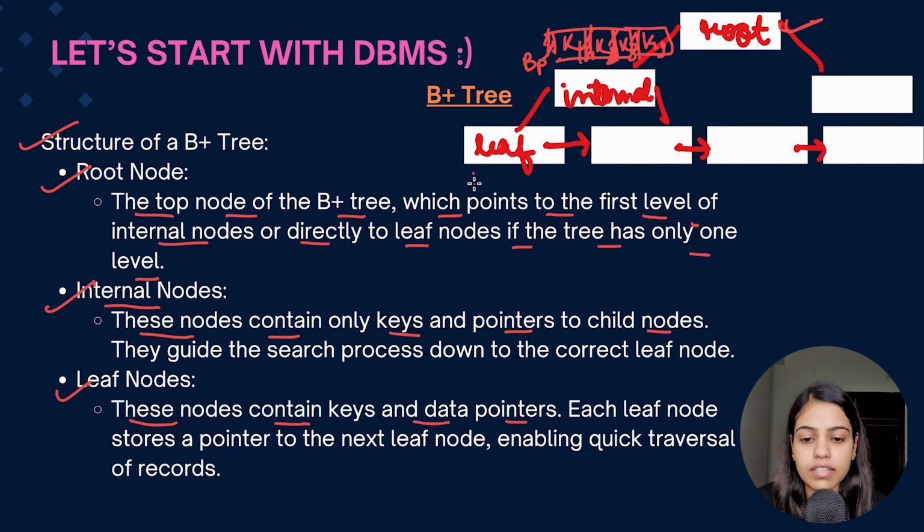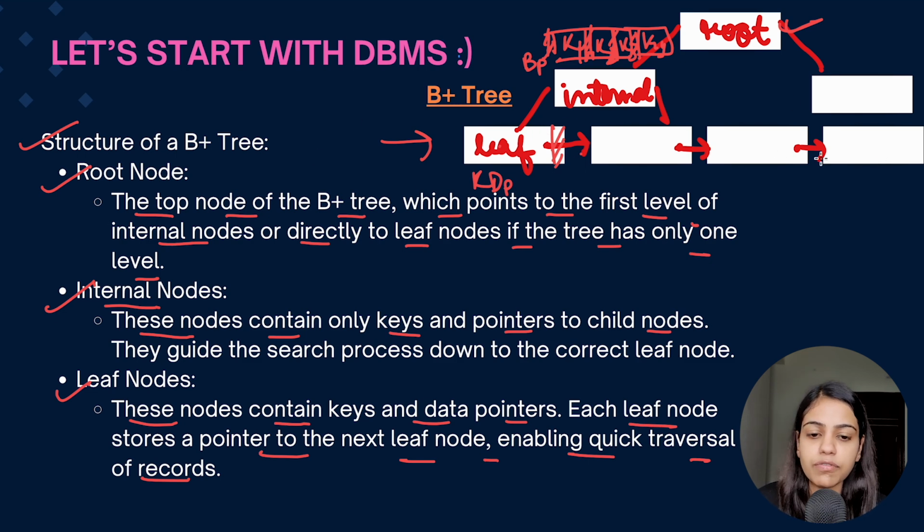Now coming to the leaf nodes, these nodes contain keys as well as data pointers. The leaf node contains keys as well as data pointers, and there is only one block pointer present which points to the next leaf node, enabling quick traversal of records. So all the records are present in the leaf nodes only. If we want to search for any record, we just have to go to the leaf nodes and traverse them to find that particular record.